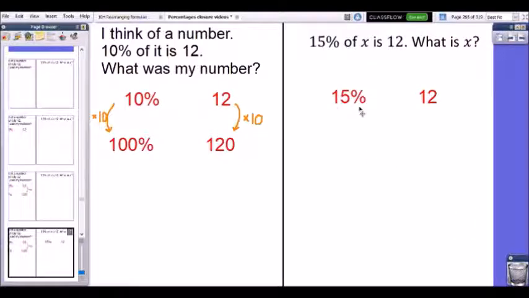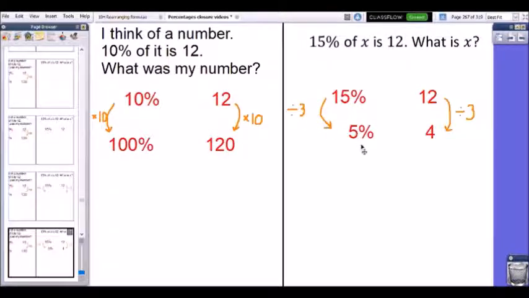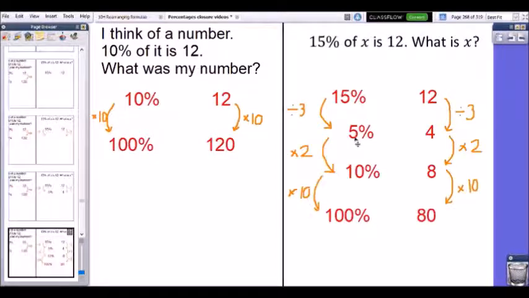Well, from 15%, if I divide by 3, that takes me to 5%. So 15% divided by 3 gives me 5%, and 12 divided by 3 gives me 4. So 5% of this original number was 4. I can get from 5% to 10% quite easily by multiplying by 2. So 5 times 2 gives me 10%, and 4 times 2 gives me 8.